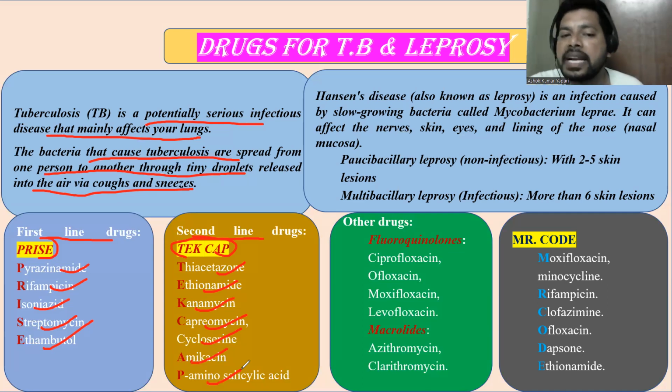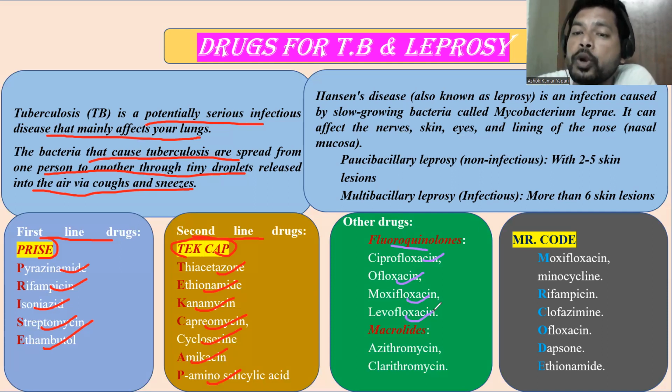And the miscellaneous category. Apart from the first line and second line drugs, the miscellaneous category drugs for the treatment of tuberculosis are fluoroquinolones like ciprofloxacin, ofloxacin, moxifloxacin, levofloxacin. Fluoroquinolones are synthetic antimicrobial compounds effective for the treatment of bacterial infections. They act by inhibiting DNA synthesis in both gram positive as well as gram negative bacteria.